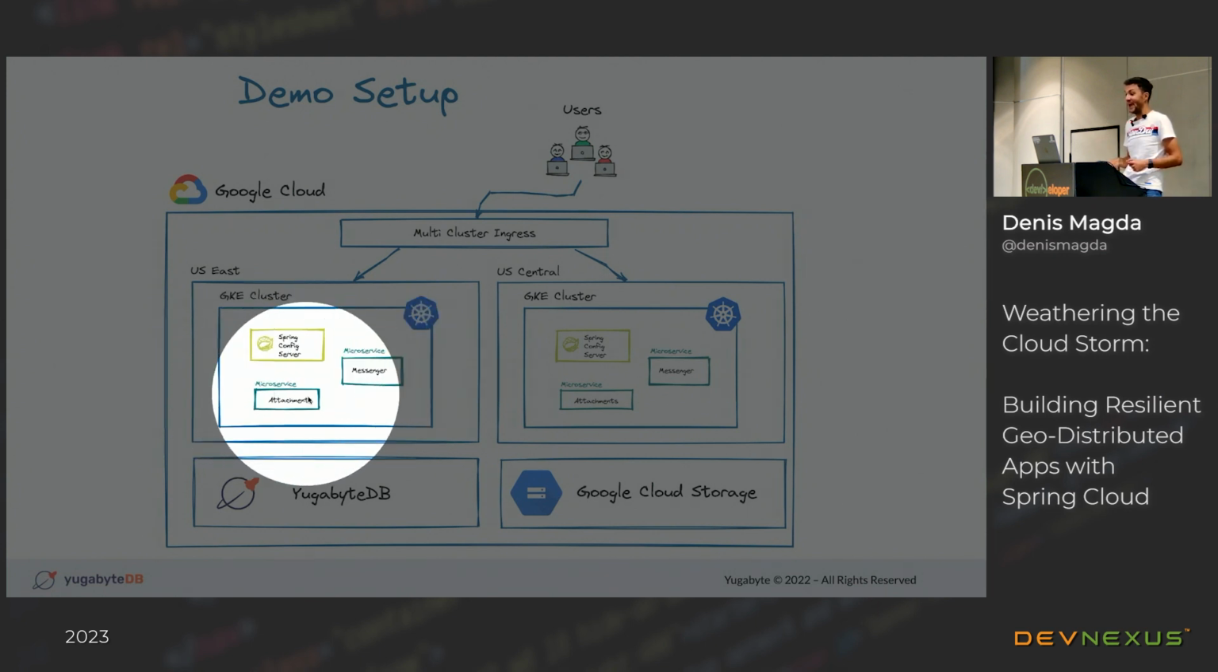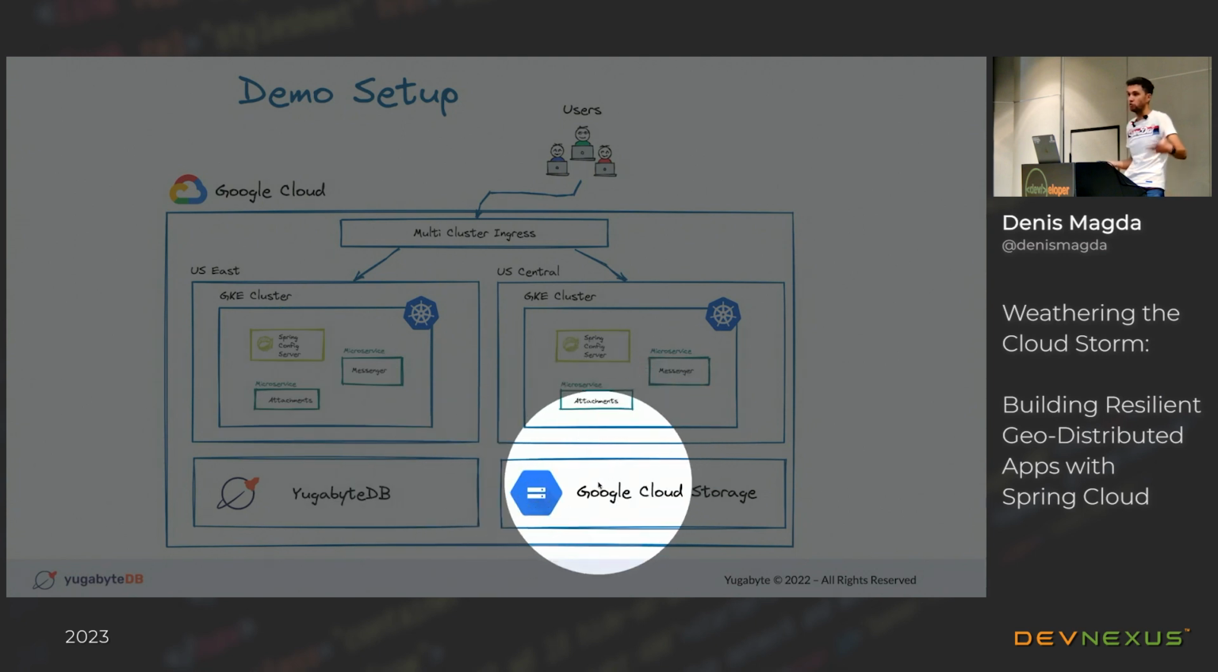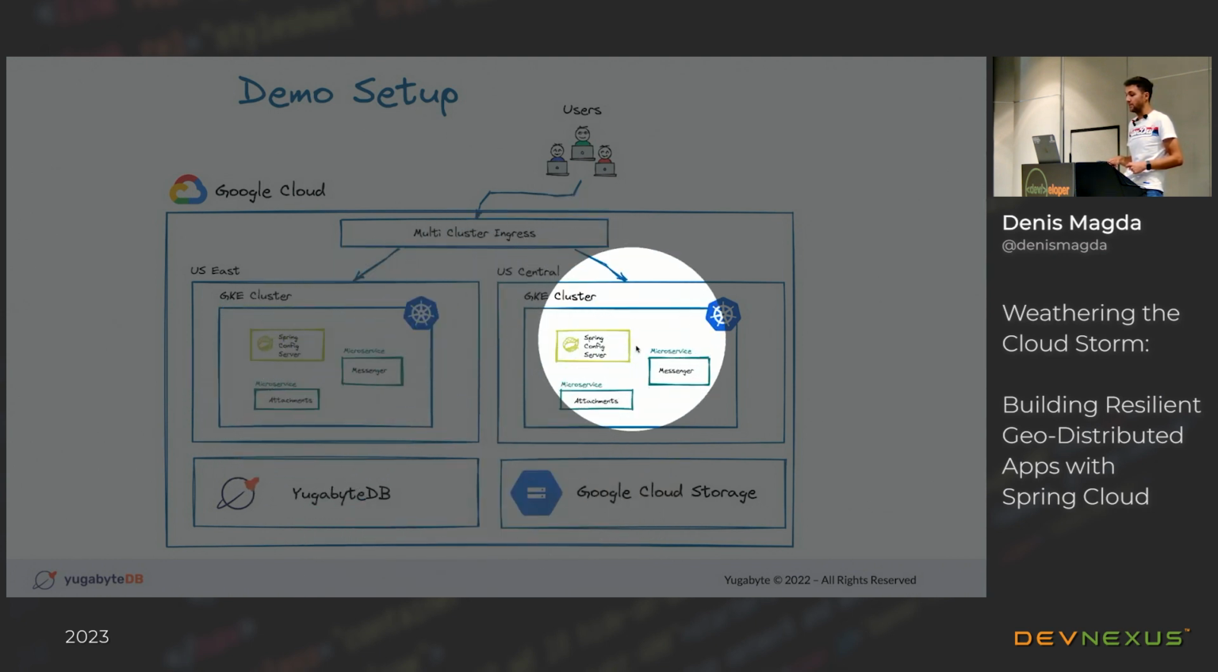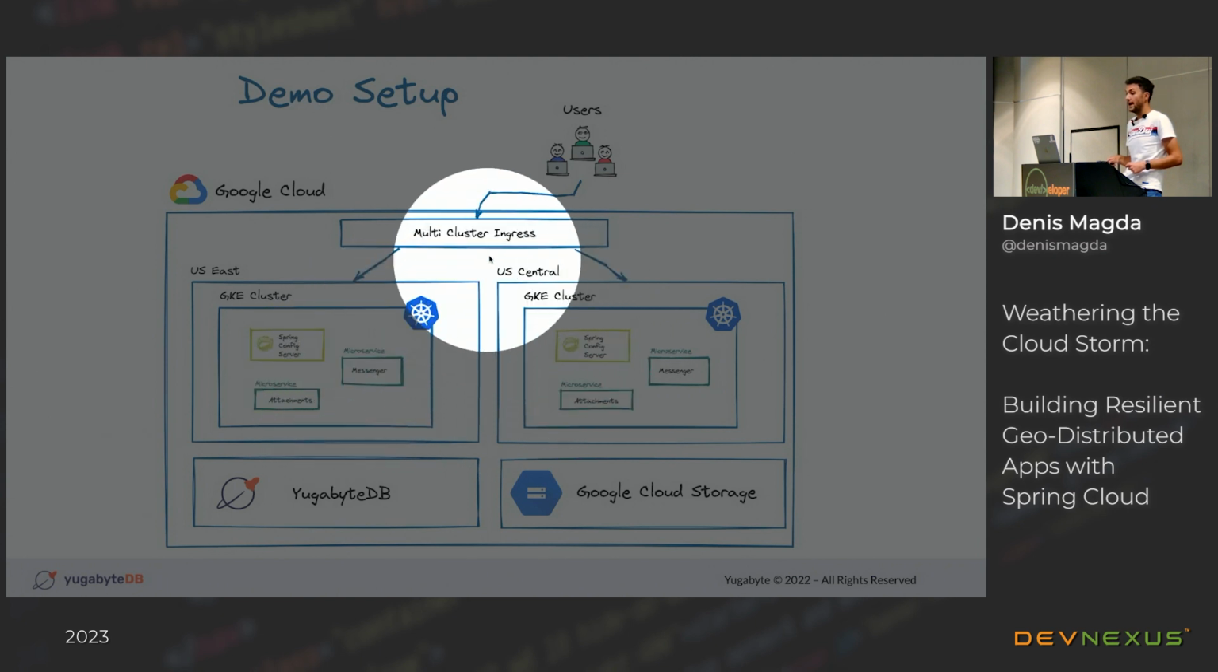And also the attachments one. I want to share some pictures, and that's the microservice that is connecting to Google Cloud Storage and stores your picture there, and then you can take a look at it. In this configuration, I will be having multiple copies of these microservice instances deployed in 2 different locations. And also we will be using multi-cluster ingress.